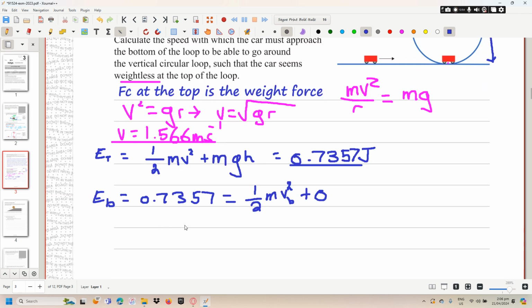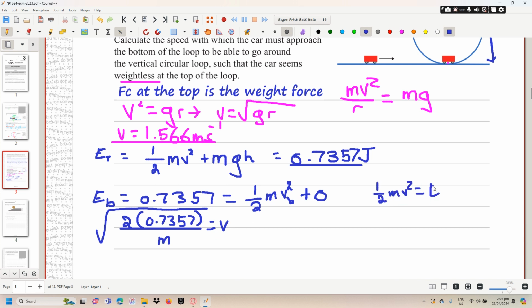So now it's just a simple rearranging. You get 2 times 0.7357 divided by m, square rooted, is equal to velocity. I've just rearranged the kinetic energy formula. You have half mv squared equals E. You can say v is equal to the square root of 2E on m. If rearranged, you multiply by 2 and then you divide by m and then you square root it. So that's just what I've done over here.